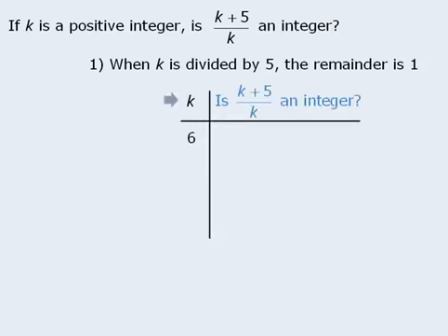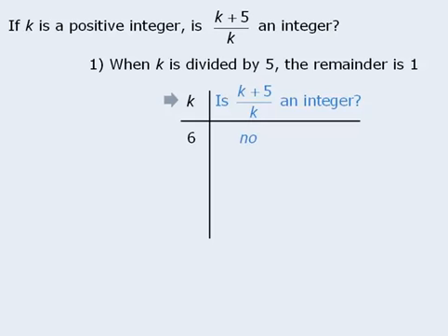Well, k could equal 6, since 6 divided by 5 is 1, with a remainder of 1. Now, if k equals 6, then k plus 5 over k simplifies to be 11 over 6. So when k equals 6, the answer to our target question is no. K plus 5 over k is not an integer. Now, what other values can we choose here? Keep in mind that we want to choose a number that causes conflicting answers to the target question. So we want to choose a number such that the answer to our target question will be yes, k plus 5 over k is an integer.